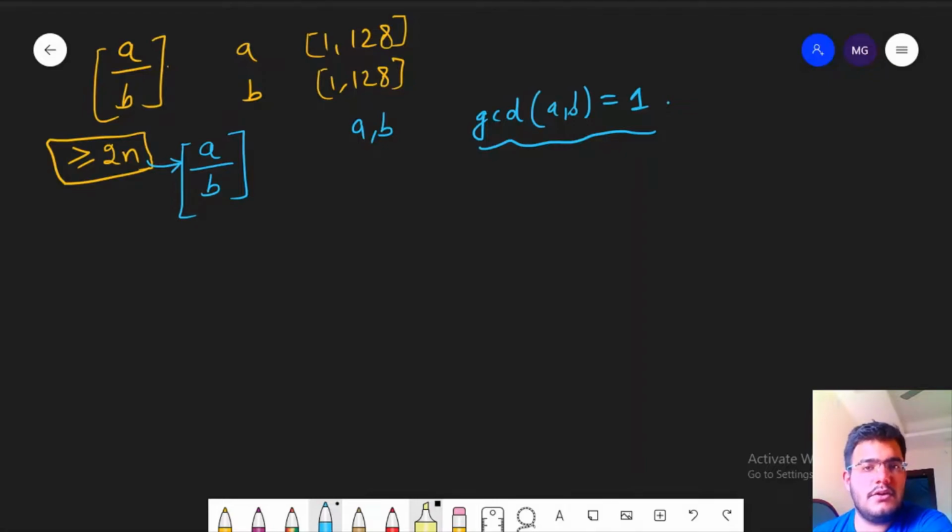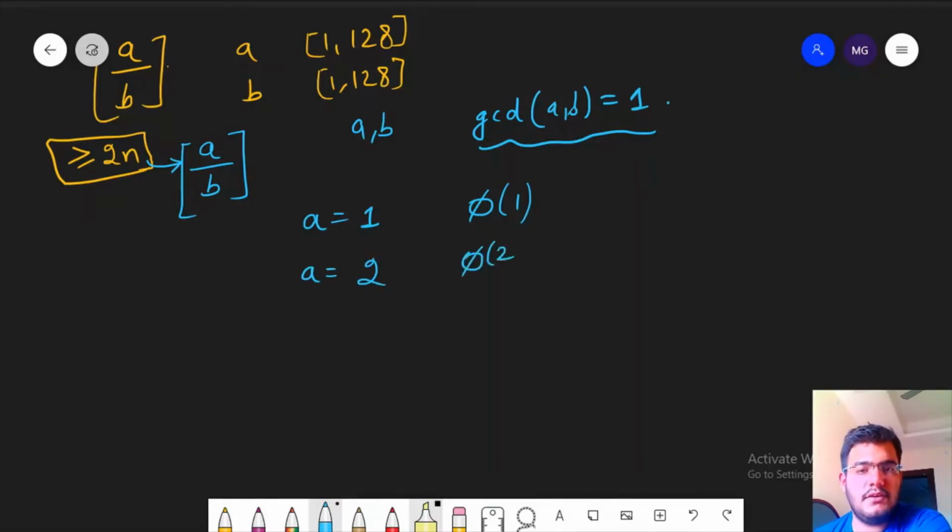So the task is now reduced to counting how many such pairs there are of A and B, where A is in the range 1 to 128 and B is also in the range 1 to 128, and A and B should have GCD 1, or rather they should be co-prime. If the value of A is equal to 1, then the number of different possible values for B will be phi of 1 only, because phi represents how many numbers are possible in the range from 1 to n such that their GCD is 1. And if the value of A is equal to 2, in that case the number of possible values for B will be phi of 2.